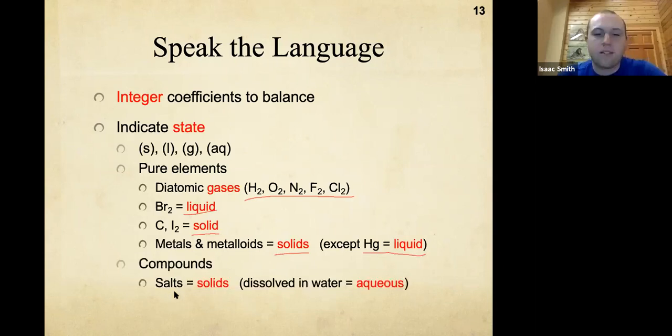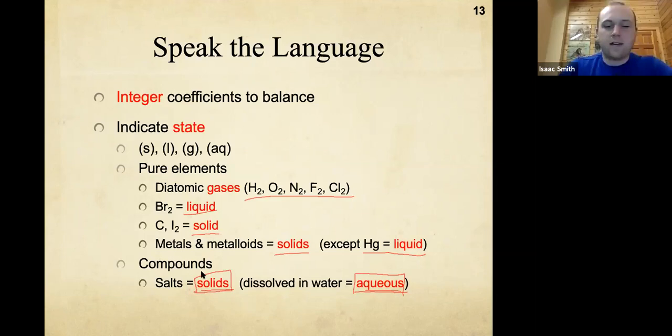And then if it's a salt or an ionic compound, this is where things get confused. I would accept either aqueous or solid at this point, because we haven't learned when one is aqueous or solid. 90 or 95% of the time, if it's an ionic compound, it's going to be aqueous. So you can just put that for now as your default, and later in the semester we'll talk about when these are solids.